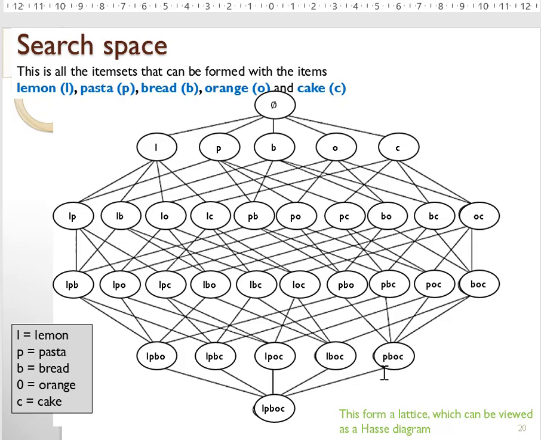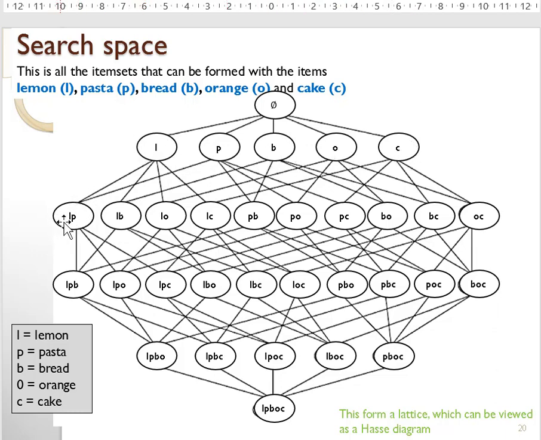Here I show you the search space, all the possibilities for the item set mining problem. So here I use again the same example. In our database we have lemon, we call L, pasta, we call P, bread, B, orange, O, and cake, C. So here I show you all the possibilities. On top you can see the empty set, that means nothing, we buy nothing. Then lemon, or pasta, or bread, or orange, or cake. So these are the single items.